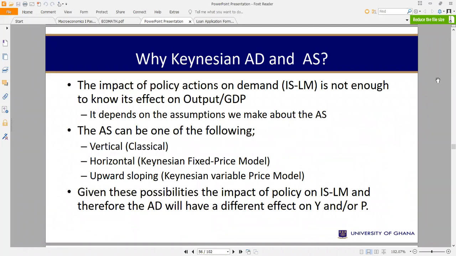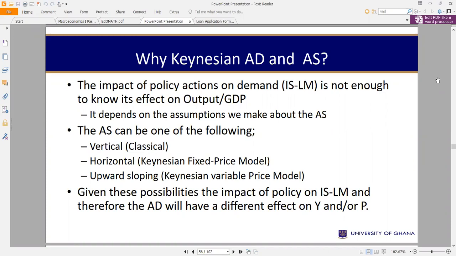Now, when we looked at the ISLM, we saw that whenever there are changes in those autonomous components, we see a change in the output level. It goes through all those mechanisms that we now know. But that is not enough. Just going through the ISLM model isn't enough to actually make us know what exactly is happening to GDP. So before then, when we were looking at the ISLM, we just made some assumptions about the aggregate supply curve. Now we'll have to relax some of those assumptions.